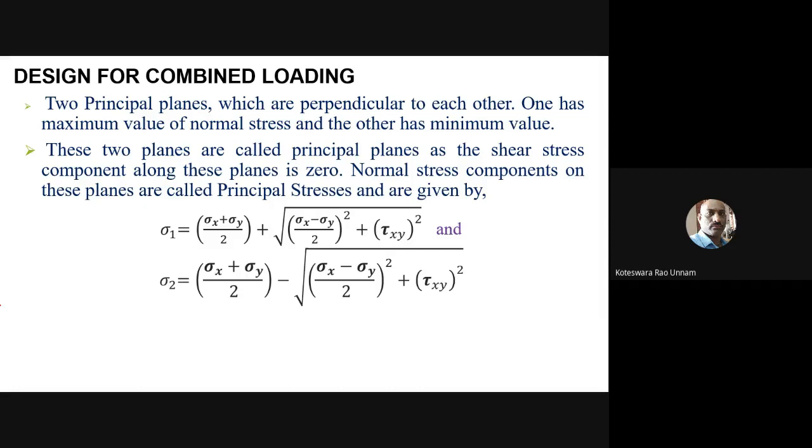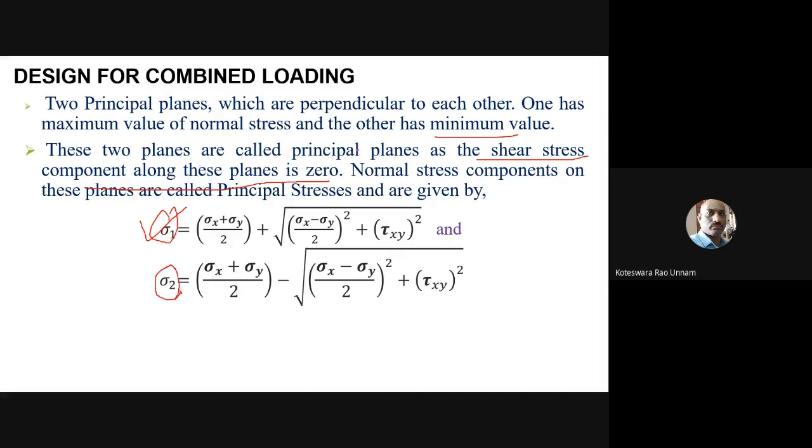So now, if you consider the biaxial state of stress, one has the maximum normal stress, and another one is also maximum, but it is compressive. That's why we call it the minimum value. Those two planes we call principal planes, and the shear stress on a principal plane is 0, like I already told you. The magnitudes of those two principal stresses: the maximum principal stress is denoted by sigma 1 and the minimum principal stress by sigma 2.